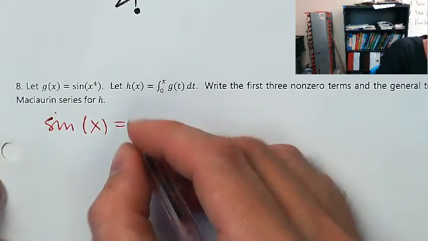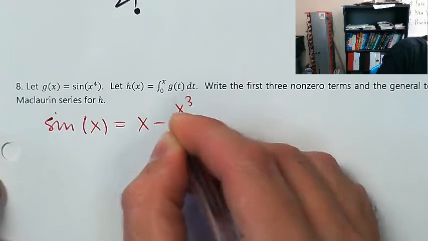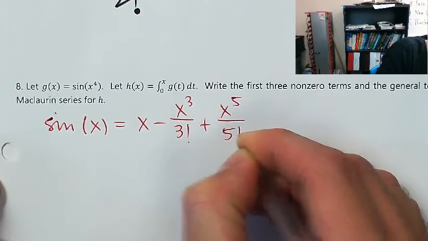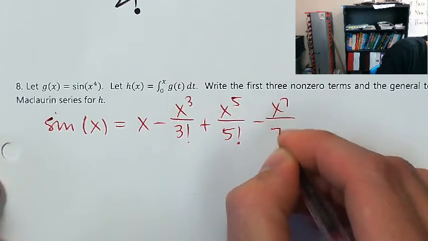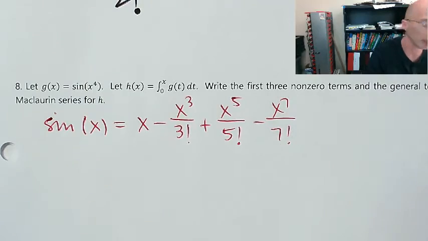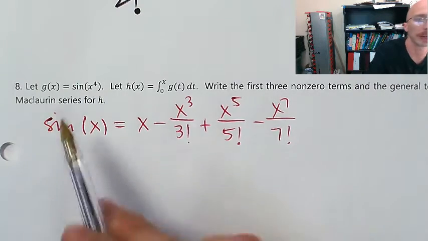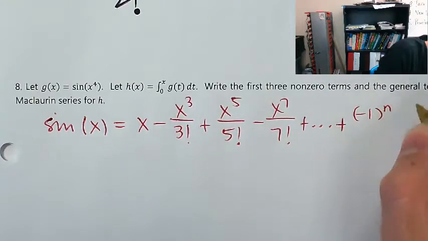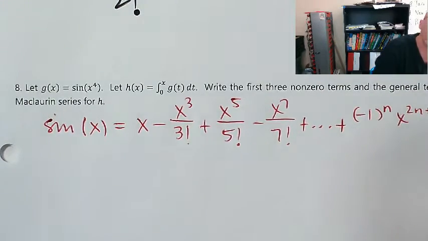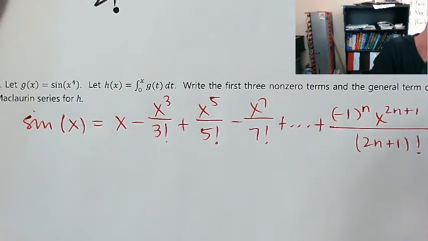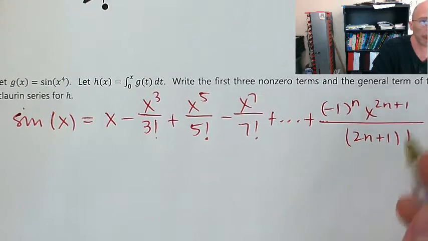Sine of x is going to equal x minus x to the 3 on 3 factorial. We know this one. And since I'm going to be doing a couple of steps, I think I'm going to write the general term just in line with the other one, so I can manipulate it the same way I'm manipulating the rest of the terms. 2n plus 1 factorial and so on.